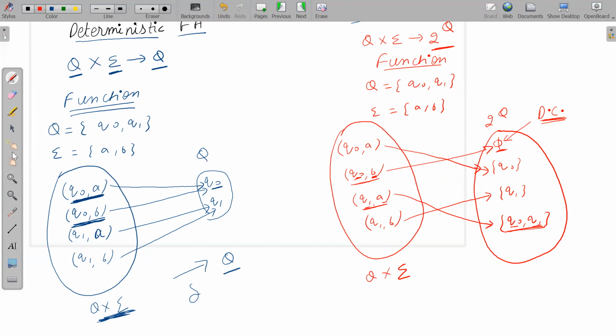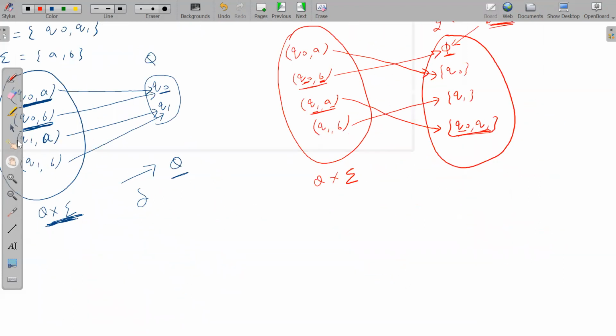So in case of NFA, let me write all these things. In case of NFA, choice is allowed. Similarly, you can say dead configuration is also allowed. But in case of DFA, no choice, and no dead configuration. If you are able to follow all these things, then it's okay. But if you are not able to follow, no need to worry. I will give you lots and lots of examples. Then everything will be crystal clear to all of you.